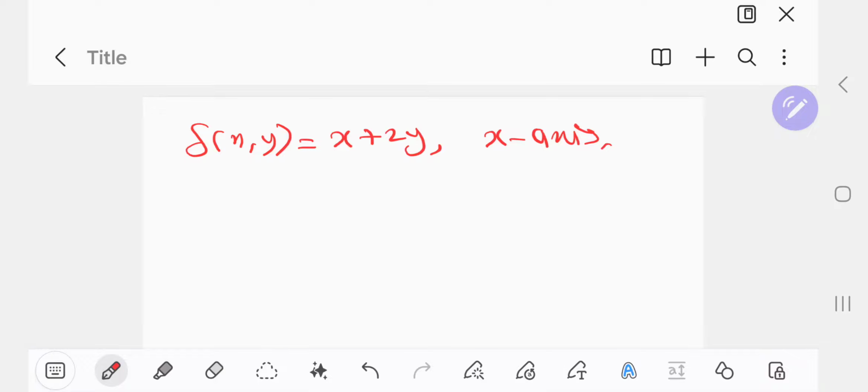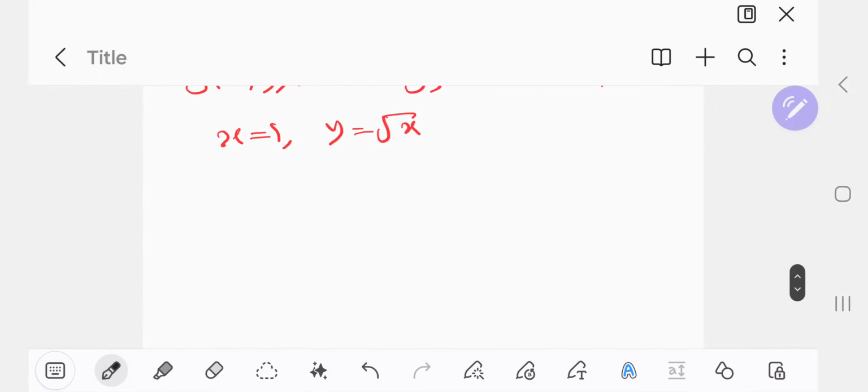Let's try a question. Consider the lamina with density delta of xy equal to x plus 2y, bounded by the x-axis, the line x equal to 1, and the curve y equal to root x. Okay, then we want to find the center of gravity of that lamina. So let's draw a rough figure of that region.